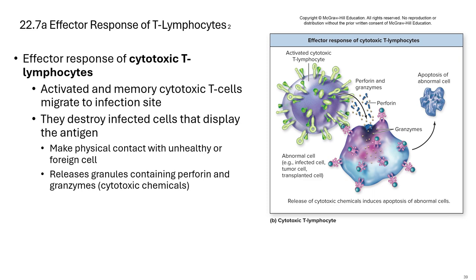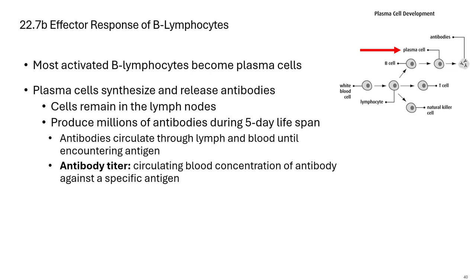So you have your helper T cells, your cytotoxic, and then you have your B cell activation. B cells are activated again through the activity of the activated helper T cell with those interleukin-2 cytokines. And again, when the B cell is activated, it begins dividing, that clonal selection, and it begins turning into plasma cells, and the plasma cells produce the antibodies. So you can kind of see this schematic here. B cells turn into plasma cells that produce antibodies.